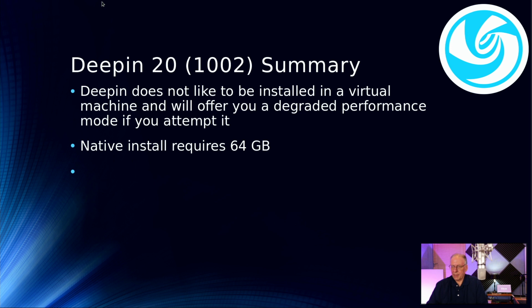We'll jump back. Okay. So obviously, Deepin doesn't like to be installed on a virtual machine, and it does degrade performance. That's no question. When I was running on the NUC, it's very fast, very responsive. Native install requires 64 gig. Now I don't know what they're referring to when they say 25 gig. I didn't see any other choices on the installer, so maybe that documentation is just old and hasn't been updated yet for Deepin 20. But it definitely wants 64 gig.